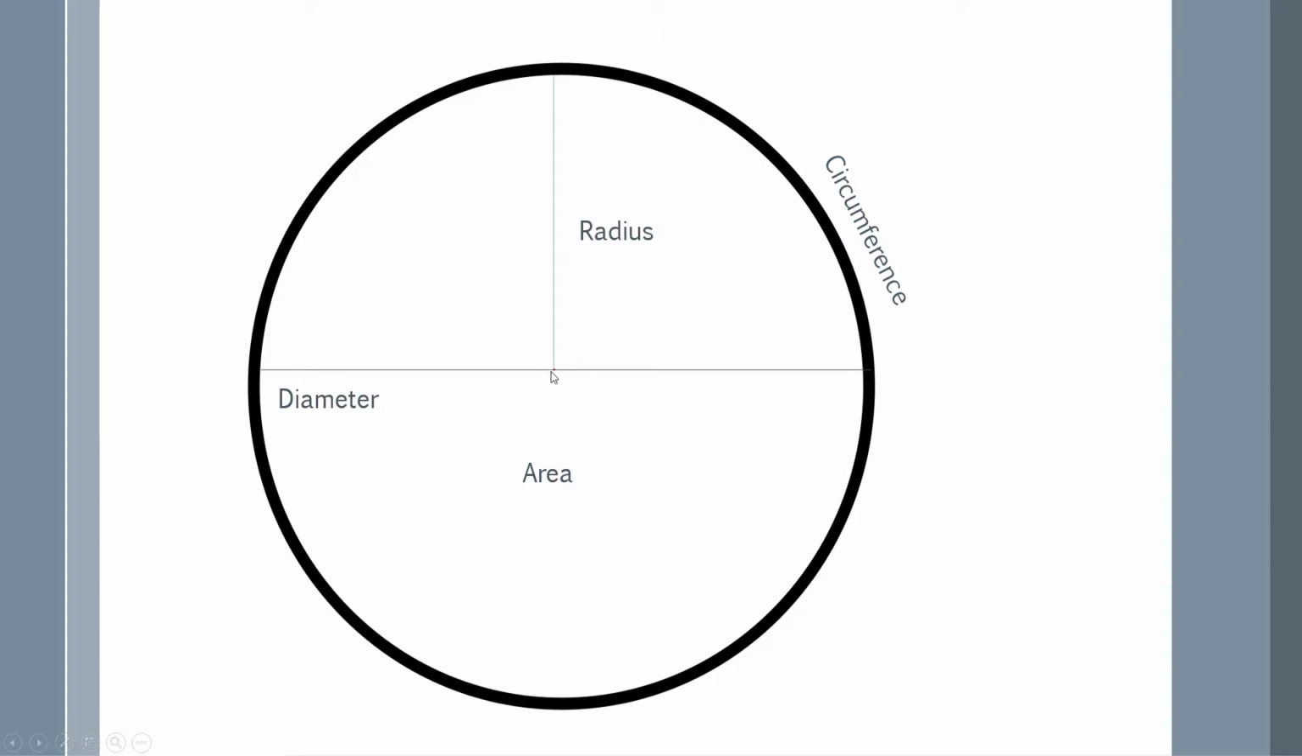And radius is half the diameter, which basically just passes through only half of the circle, going from one end and stopping at the center, not all the way through, which you can see it does in this picture.